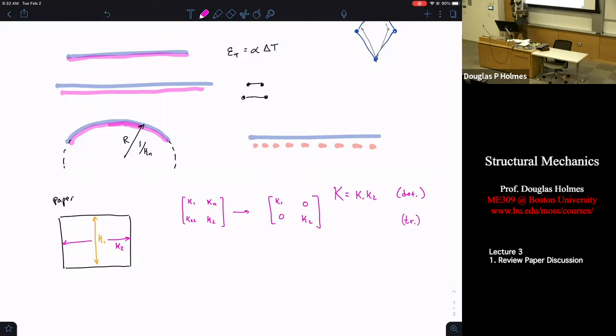Then remember the trace being the other thing. The trace of the matrix is just adding up these two things. Is this ringing a bell? If it's not, it's okay. I thought it might.